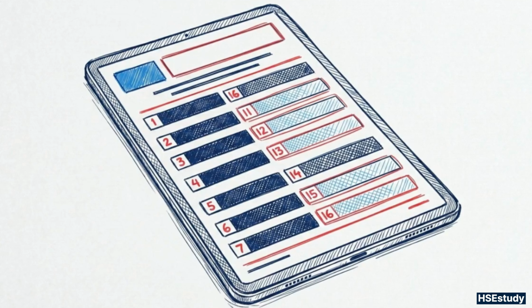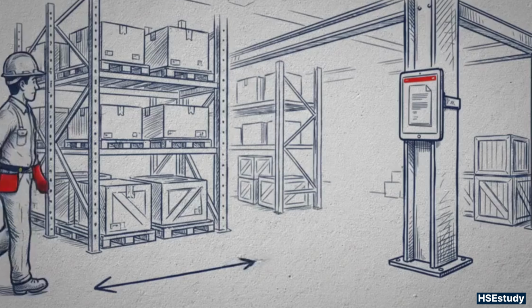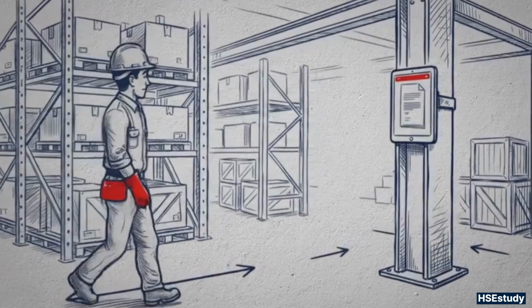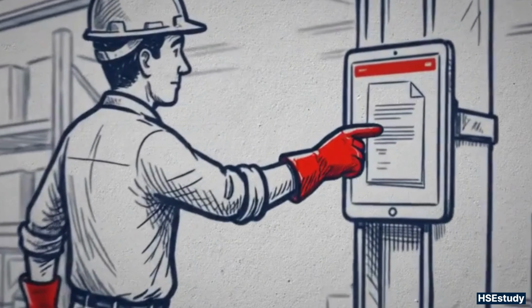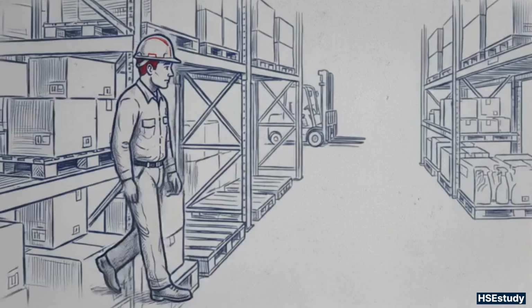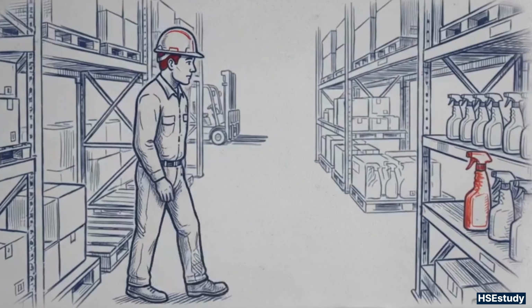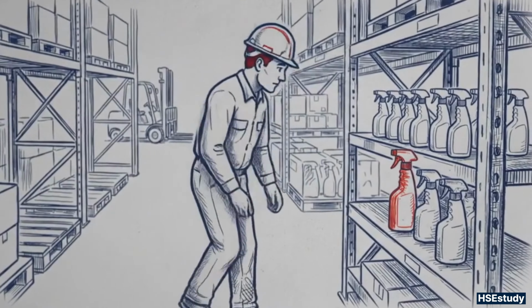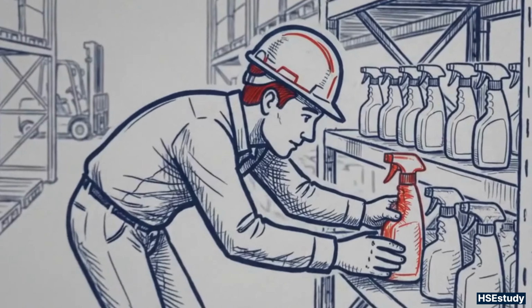Question 3. A 16-section SDS must be available, except. In this case, there is no exception. Digital or physical, that document must be accessible to workers during their shift. This week, audit your facility's secondary containers. It remains the most abused and cited exemption in the standard.